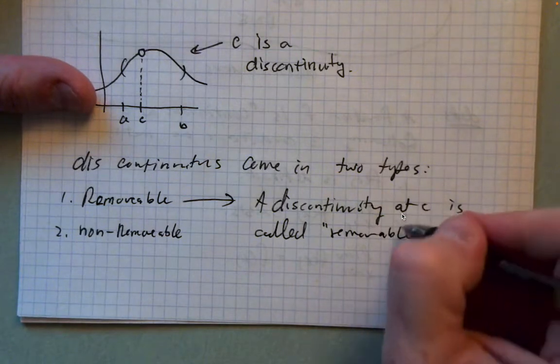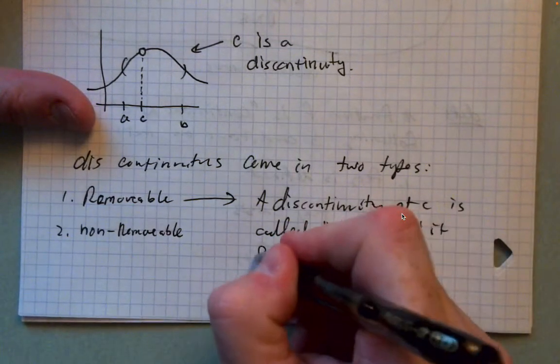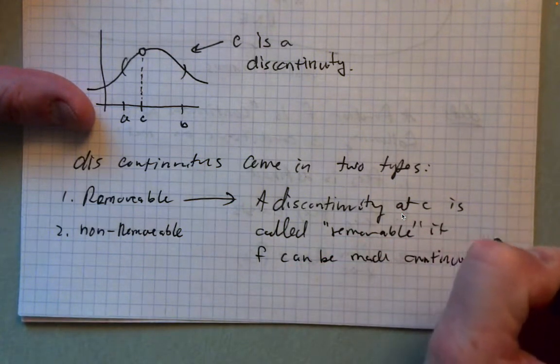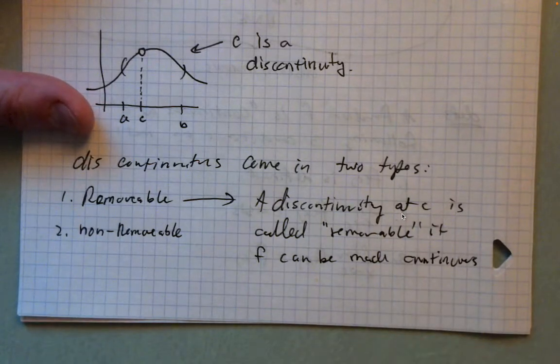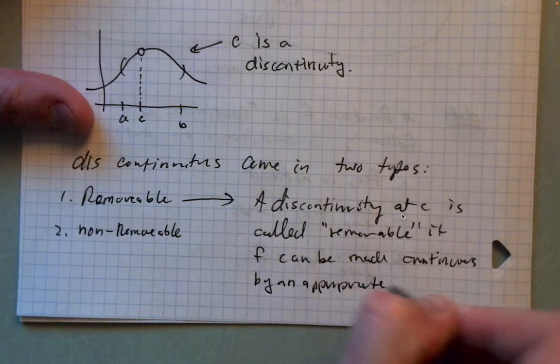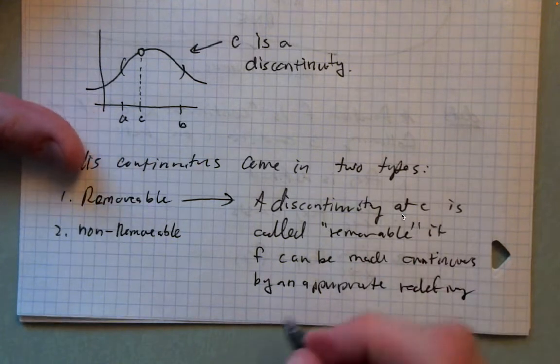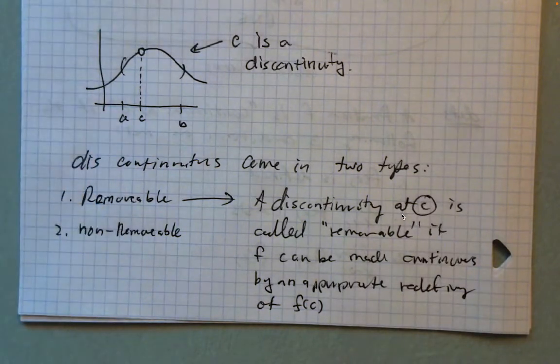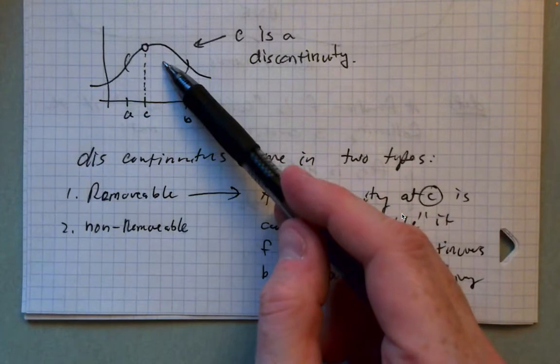Right, it's called removable if f can be made continuous by an appropriate redefining of f of c. Okay, so you've got this point C where you've got a discontinuity, but that discontinuity can be considered a removable discontinuity if it's possible to redefine f at that one point such that it becomes continuous. Right, and so this would be a great example of a removable discontinuity.